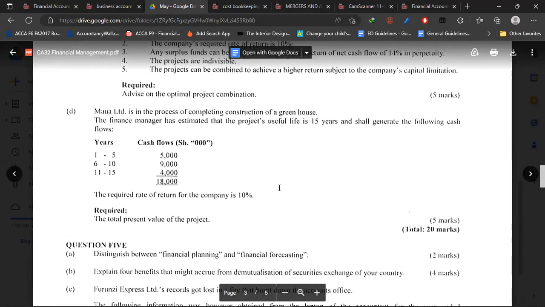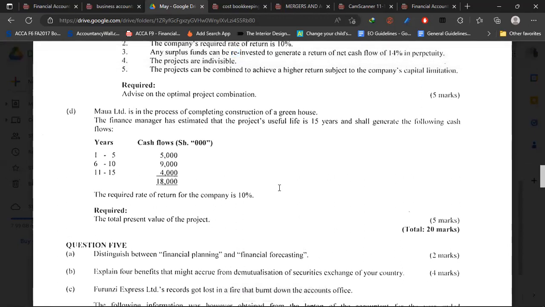Good. Maua Limited. Teresia, can you read for us? Mawa Limited is in the process of completing the construction of a greenhouse. The finance manager has estimated that the project's useful life is 15 years and shall generate the following cash flows.